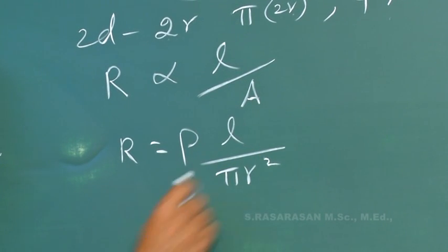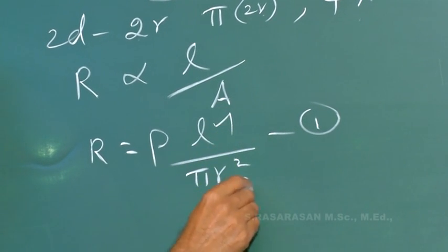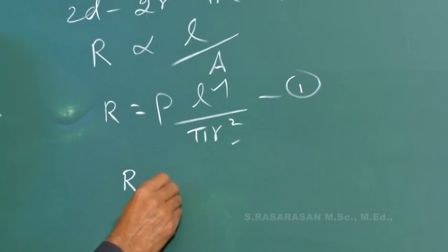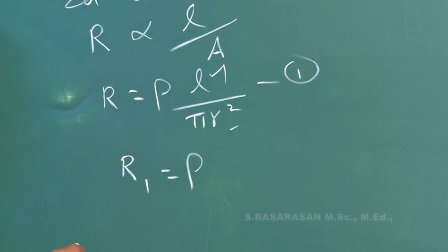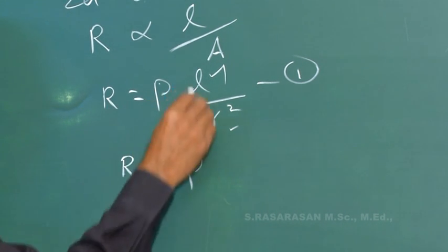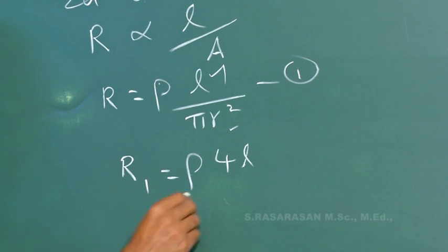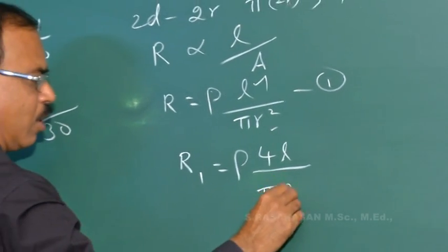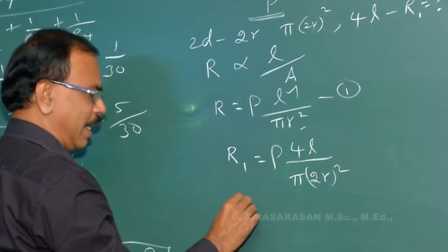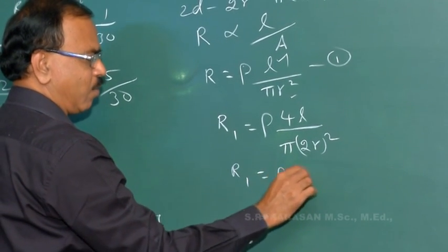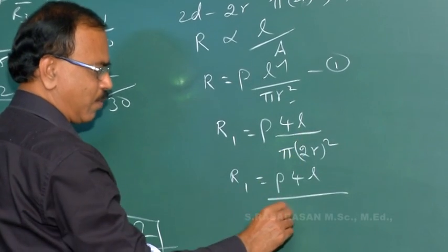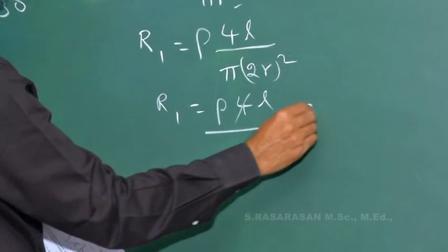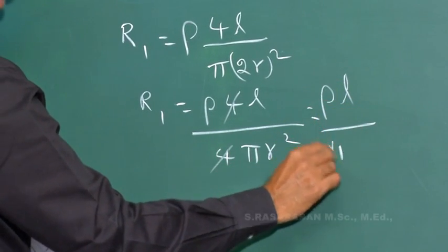This is for the first wire, whose length is L and radius is r, given the diameter D. For the second wire, whose resistance is R1, same material, resistivity rho, the length is 4L by pi into, instead of r, 2r, so 2r the whole square. That is R1 is equal to rho into 4L by, 2 square is 4, and here pi r square. 4 cancels, so it is rho L by pi r square.